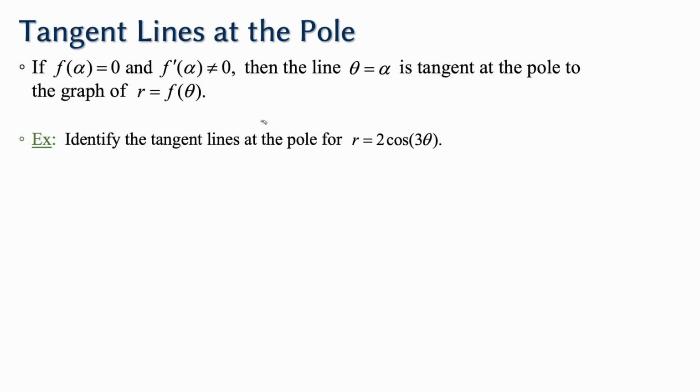Now, the last thing I want to talk about is identifying when tangent lines occur at the pole. That is the idea that we're tangent to the graph, but we're also passing through the pole. In order for that to happen, first off, the place we're at does have to give us r equal to 0. We have to be at the pole. However, the derivative cannot equal 0. Those are the conditions to make this happen. So assuming the angle gives us an r value of 0, putting us at the pole, and the derivative at that point is not equal to 0, then the line theta equals some value is going to be tangent to the graph at the pole.